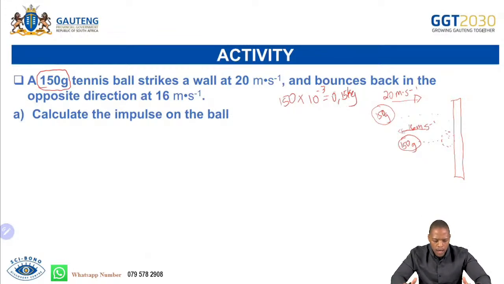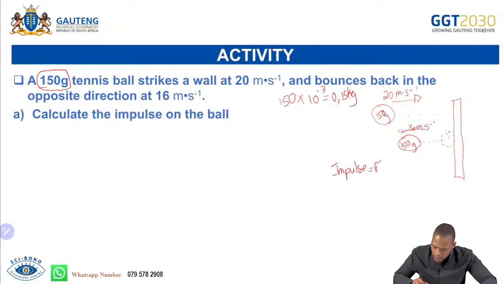Okay, but now we have another problem. They are saying calculate the impulse. And if I remember, the formula for impulse is impulse equals F net delta t. But look at the question itself. They have not told me anything about the net force. They have not told me anything about the time of contact. So how am I expected to calculate impulse?